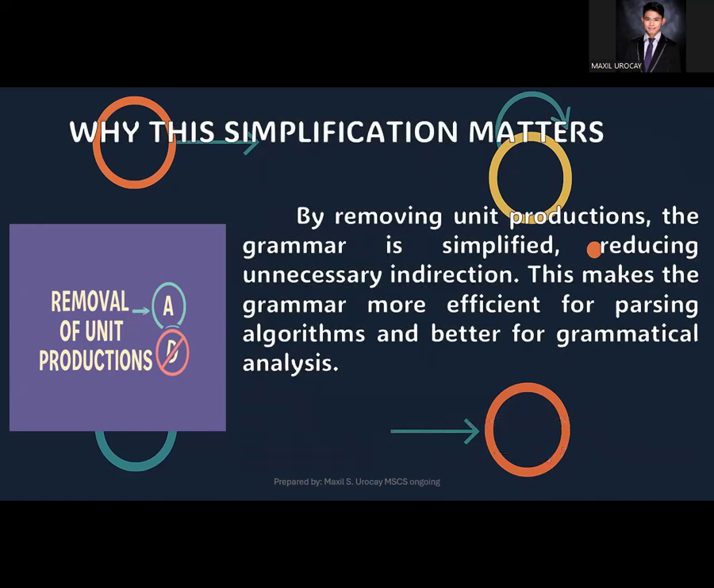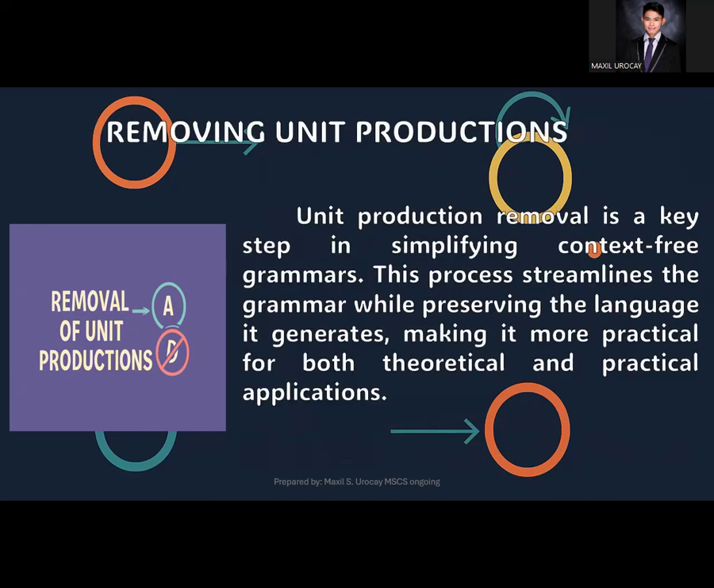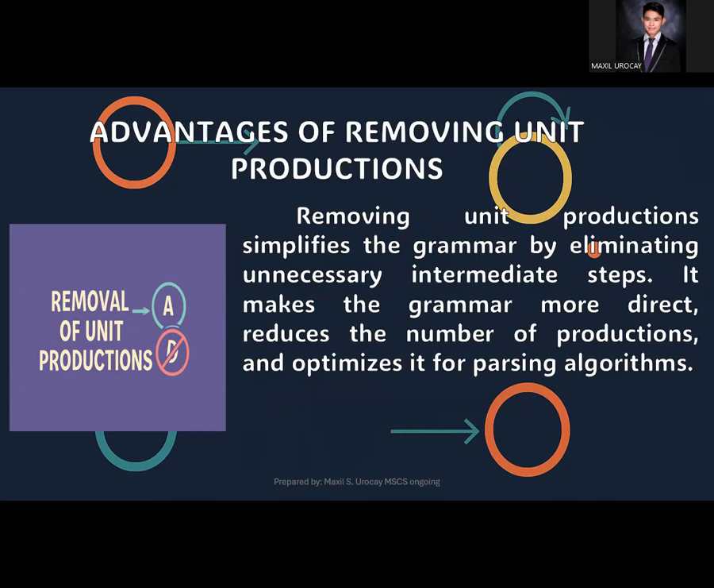Why does simplification matter? By removing unit production, the grammar is simplified, reducing unnecessary indirection. This makes the grammar more efficient for parsing algorithms and better for grammatical analysis. Unit production removal is a key step in simplifying context-free grammars, streamlining the grammar while preserving the language it generates, making it more practical for both theoretical and practical application. It makes the grammar more direct, reduces the number of derivation steps, and optimizes it for parsing algorithms.